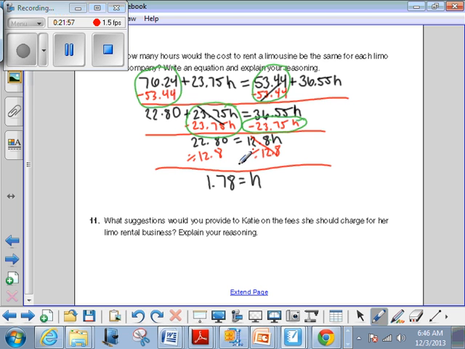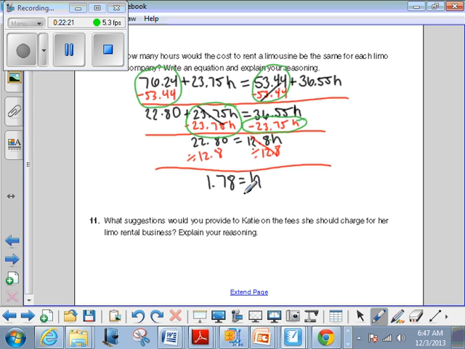So look at number 11. What suggestions would you provide to Katie on the fee she should charge for her limo rental business, and explain your reasoning? So what advice would you give Katie on what she should charge per hour, maybe if there should be a base fee, and what that should be as well? Write your answer to that one and then move on to number 12.